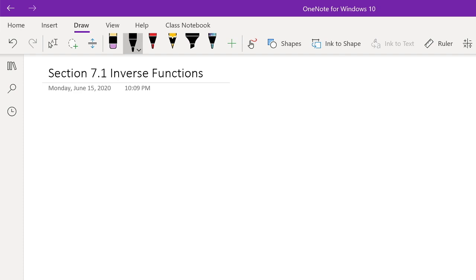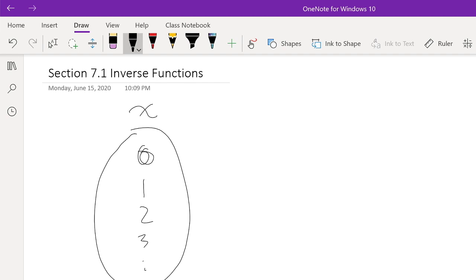What is an inverse function? So let's just look at different representations of functions. We can think of it really abstractly. Let's say this represents our domain D, made up of our input variables called x. So we have 0, 1, 2, 3, etc. Maybe it's finite, maybe it's infinite. Those are just some sample values in the domain.